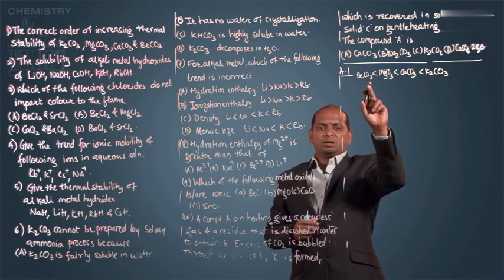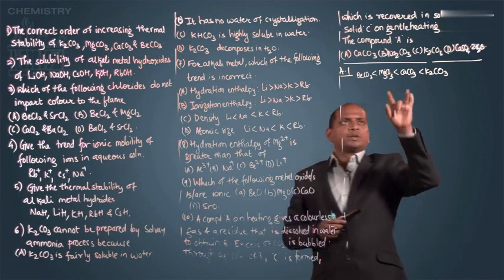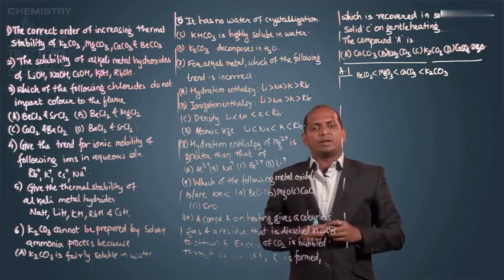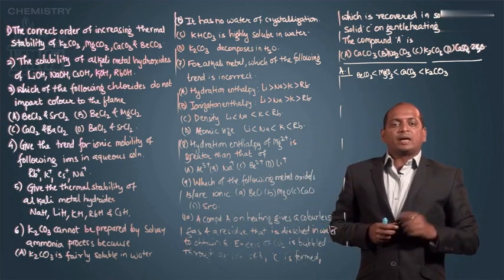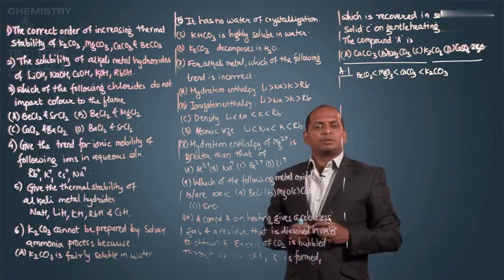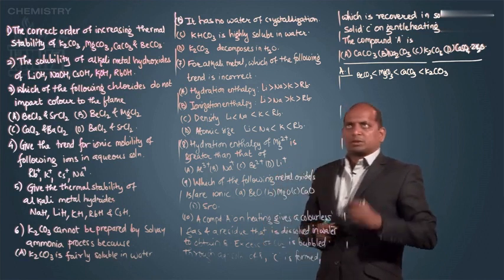This is covalent, hence it can easily undergo decomposition. The ionic strength goes on increasing, and therefore the ionic character goes on increasing moving down the group. Therefore calcium carbonate is more stable. It decomposes at something around 1000, greater than 1000 Kelvin. Next question.